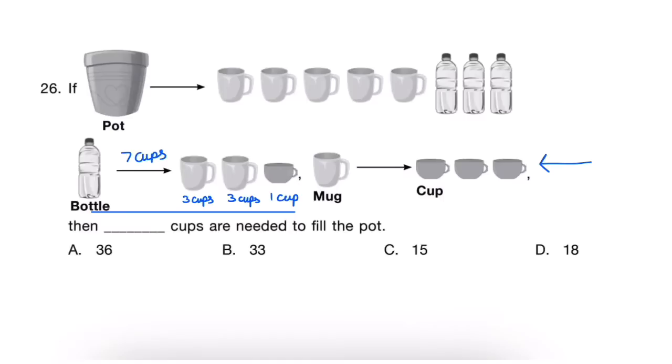Now for the pot, 1 bottle means 7 cups. So 7 cups, 7 cups, 7 cups. Now 1 mug means 3 cups. So 3 cups, 3 cups, 3 cups, 3 cups, 3 cups. 7 plus 7, 14. 14 plus 7, 21. 21 plus 3, 24. 24 plus 3, 27. 27 plus 3, 30. 30 plus 3, 33. 33 plus 3, 36. 36 cups are required to fill the pot. So the correct answer is option A.